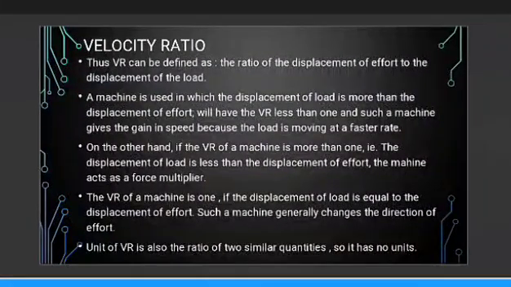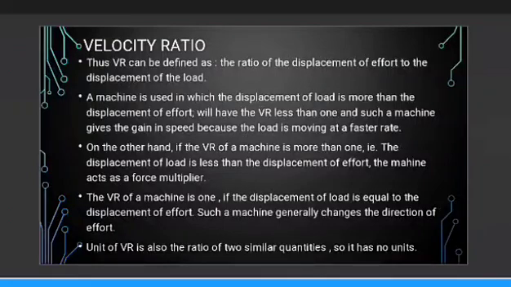Now velocity ratio. So I said it is a ratio of displacement of effort to displacement of load. Here, a machine is used in which displacement of load is more than displacement of effort. Or you can say VR is less than 1. If VR is less than 1, it will be used as speed multiplier.